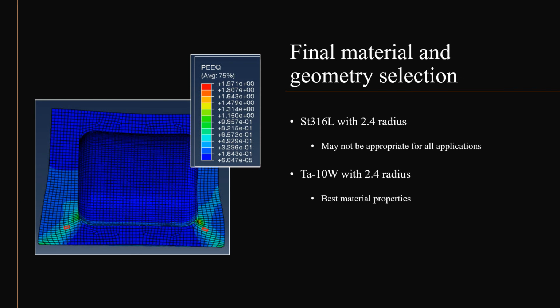According to the results of this project, steel 316L with a 2.4 radius yielded the lowest maximum strain values in the lower corner regions. However, due to its physical properties, steel 316L may not be suitable for all applications as previously mentioned, particularly for the radioisotope power system. Therefore, the best setup choice would probably be the tantalum 10 tungsten with a radius of 2.4, due to its ability to withstand high temperatures.